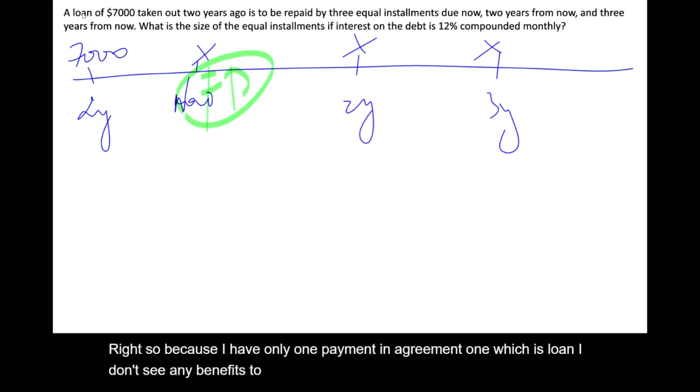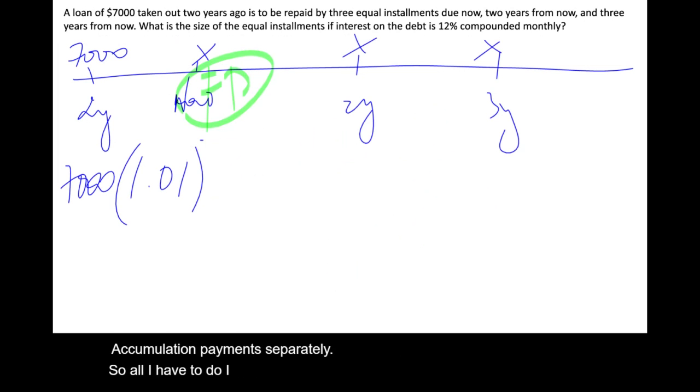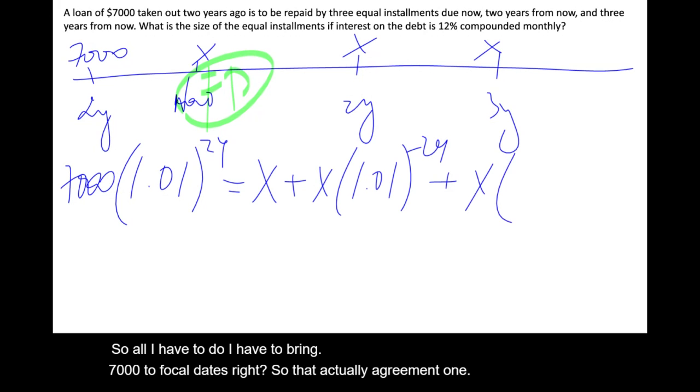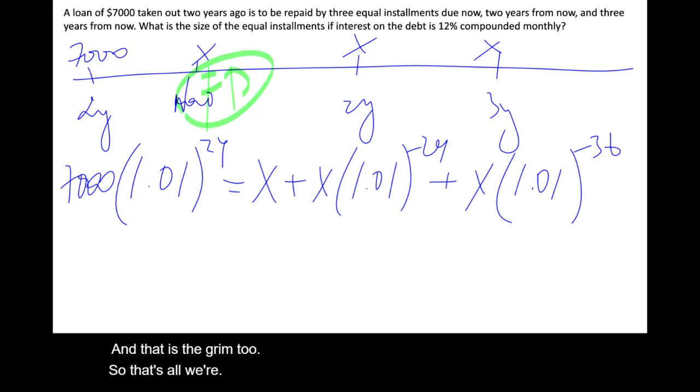calculating agreements separately. So all I have to do is bring 7,000 to the focal date, right? So that is actually agreement one, and that is agreement two. So that's our equation. Let me know if you have any questions.